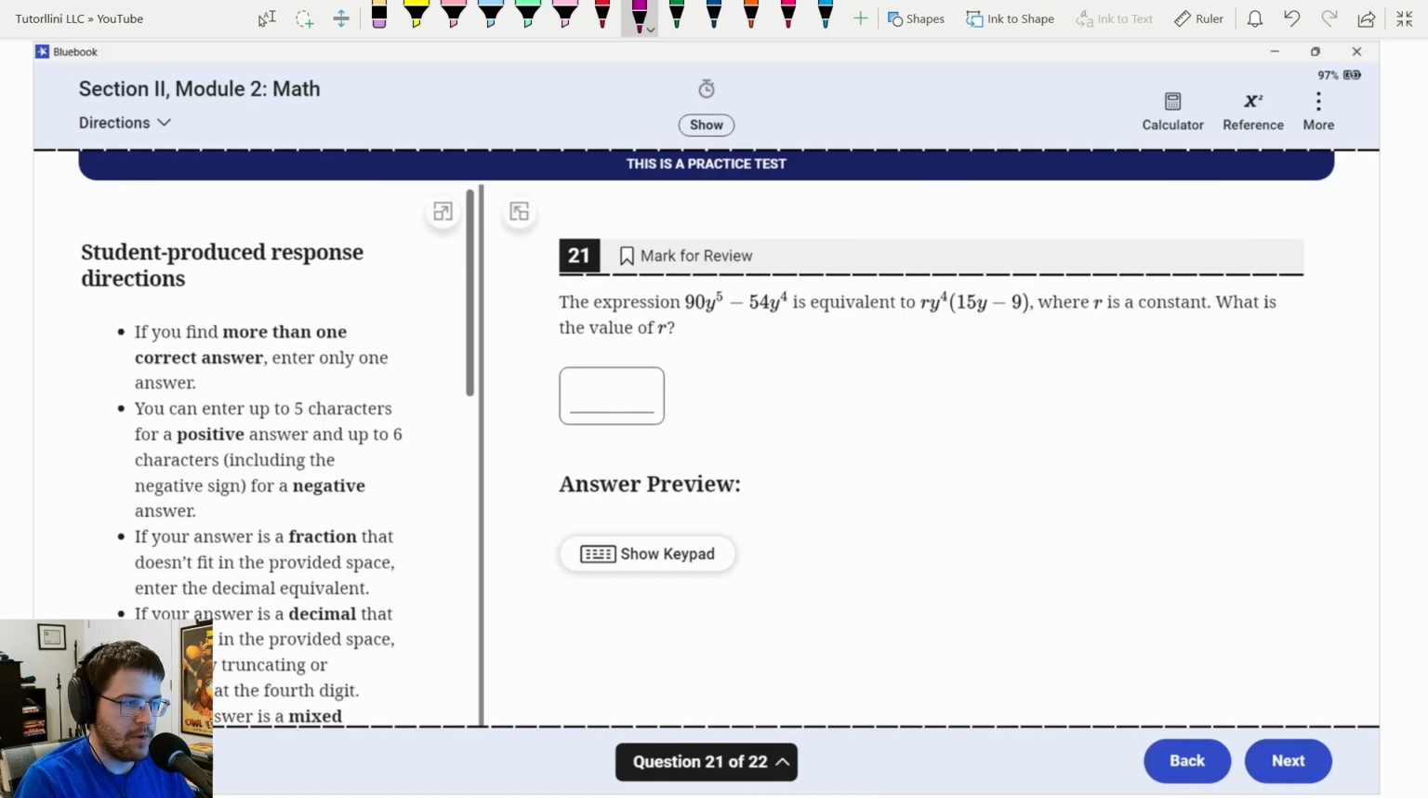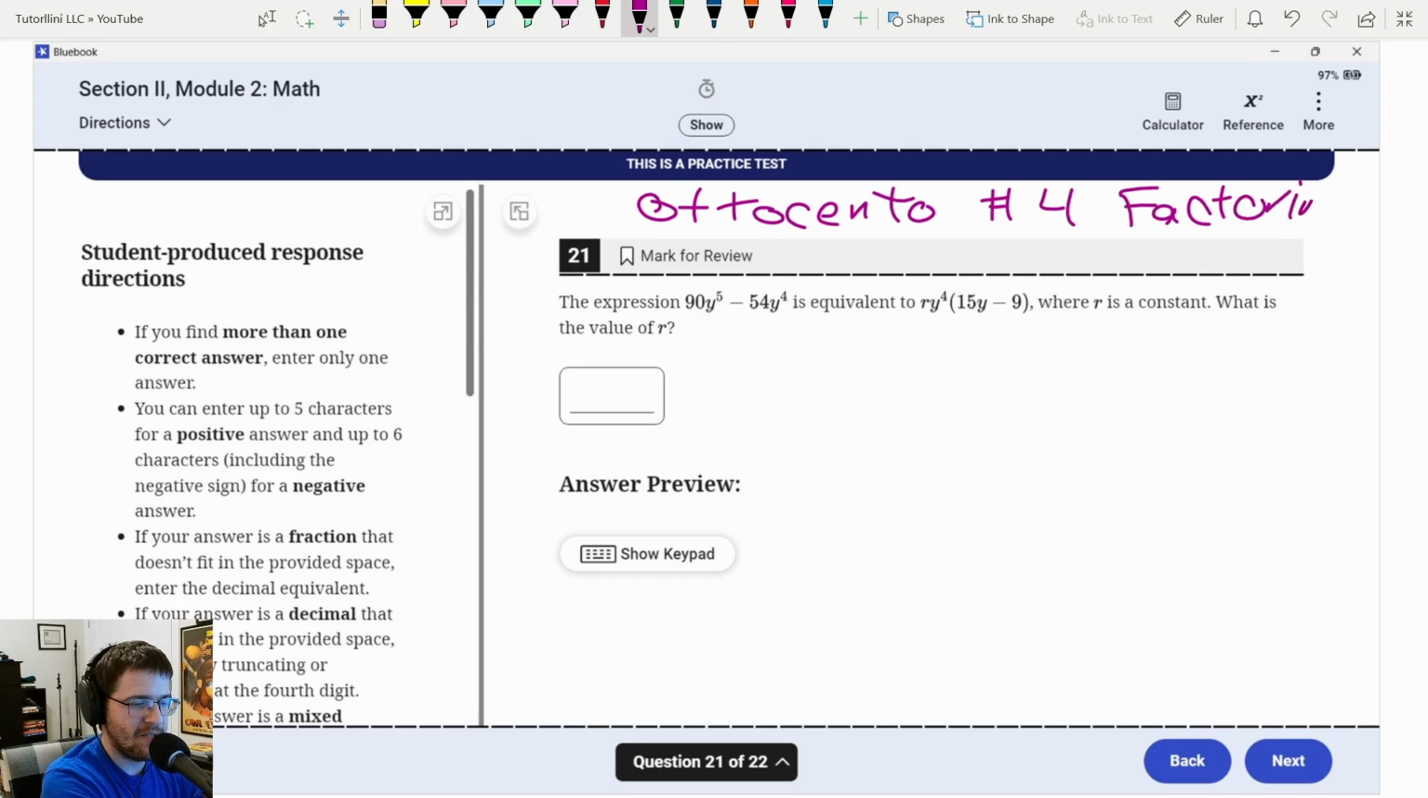Okay, question 21. This is a factoring question. I go over this in my Oecento number 4 on factoring. This is kind of a silly factoring question because they don't want us to pull out the greatest common factor, which in actual math we would never do. You notice in the answer, 15 and 9 still have a common factor of 3. Anyway, I digress.